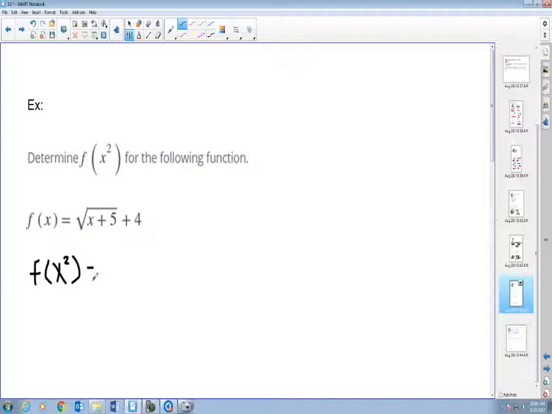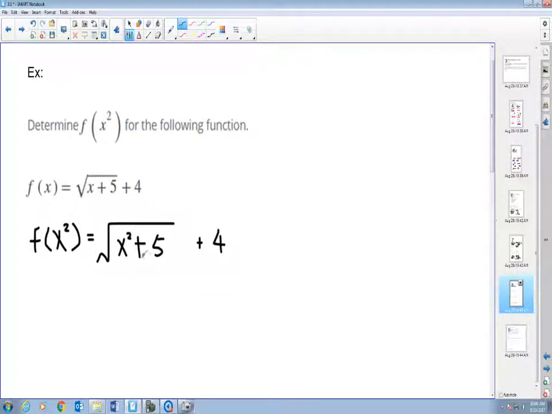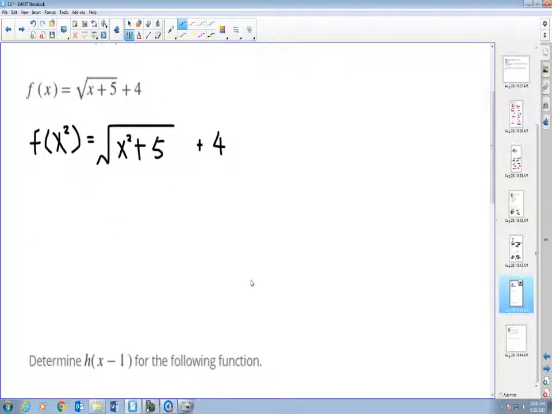will just be the square root of, okay, this is two terms in here. Substitute x squared for that x. So that'll just be x squared straight up plus 5 and plus 4 on the outside. Okay, that's all you can do, because this x squared plus 5 cannot be simplified anymore. You cannot factor it and then have things cancel out.